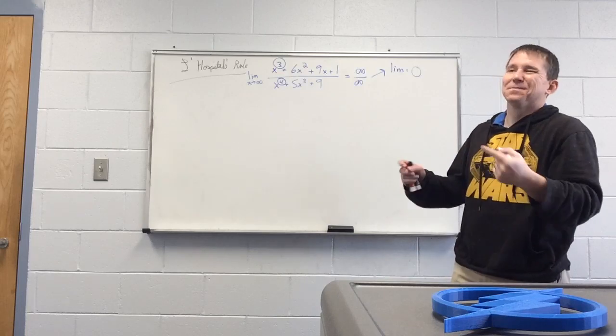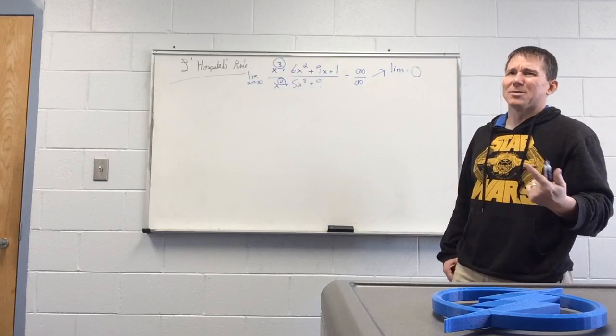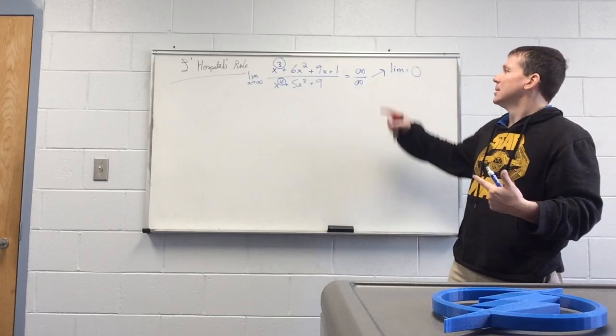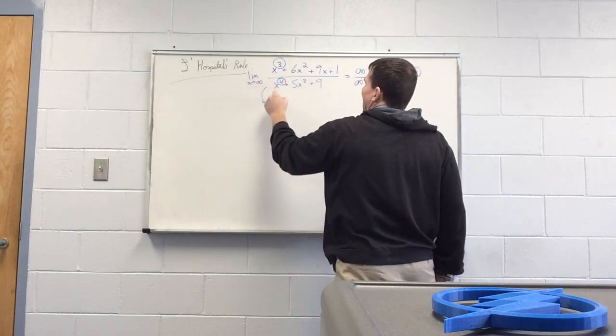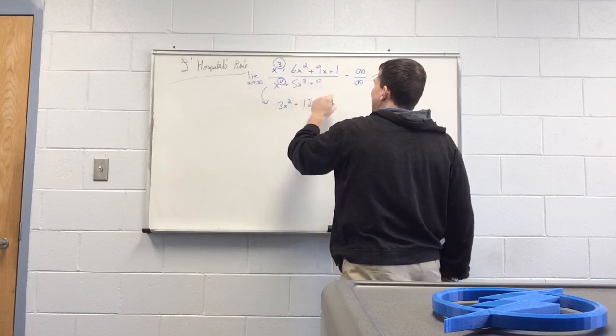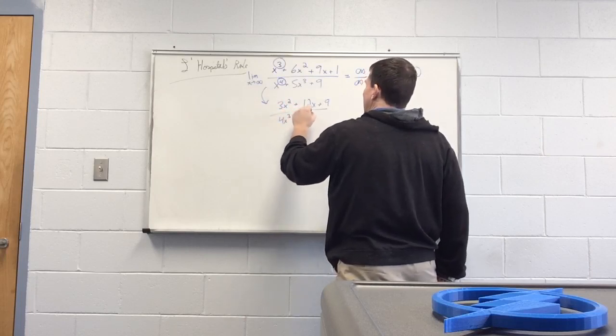But that's kind of hand waving a little bit and not really doing any algebra. The algebraic or calculus way to do this that's indeterminate is apply L'Hopital. So I take the derivative, I get 3x squared plus 12x plus 9 all over 4x cubed plus 15x squared.